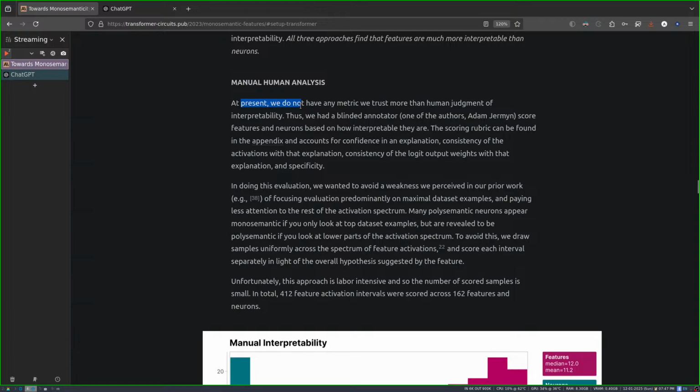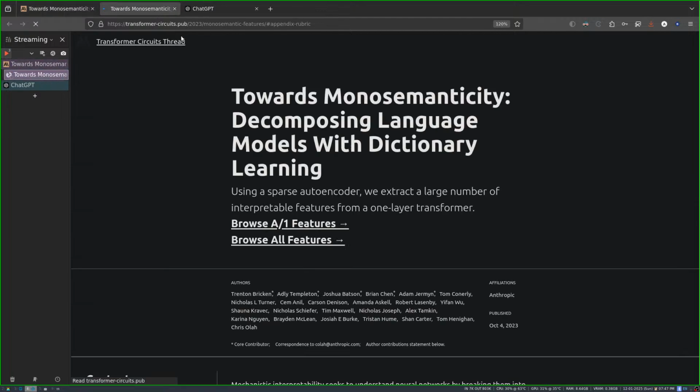Manual human analysis: we don't have any metrics we trust more than human judgment. Thus a blinded annotator, one of the authors, scored features and neurons based on how interpretable they are. The score and rubric can be found in the appendix.